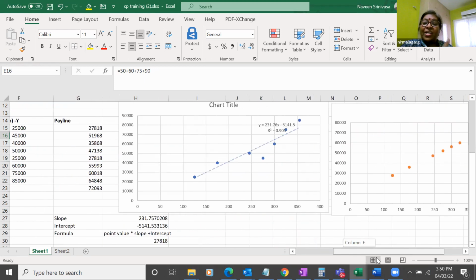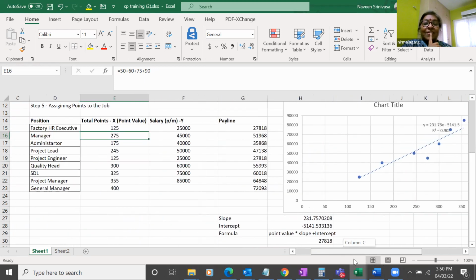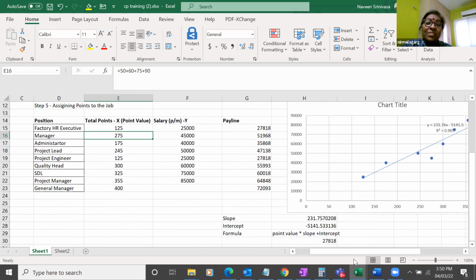I told you, regression is 100%. So if your R square is 90, that means 90% of the market salary is dependent on point value. But if your regression is something like 60%, that means 60% of your market salary is dependent on point value. That means 40% is dependent on various other factors. Got it? It can happen like that also. Some organizations are highly market driven.